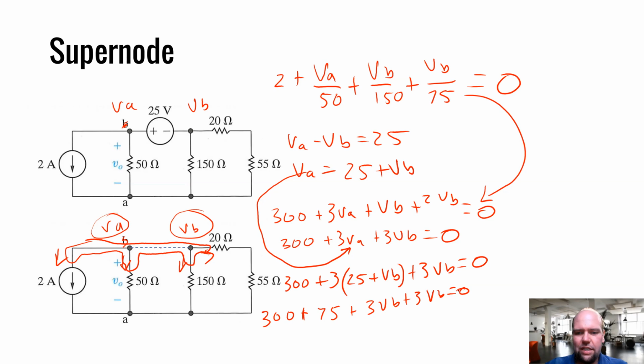And then hopefully you can do this. I'm just going to jump ahead one step because I'm running out of room. VB equals negative 375 divided by 6. And hopefully everybody saw why that is the way it is. Negative 375 divided by 6, we get negative 62.5. And that was VB. And then VA is just going to be that plus 25.